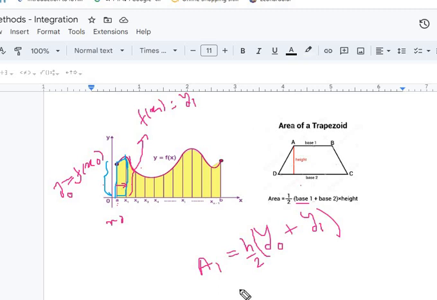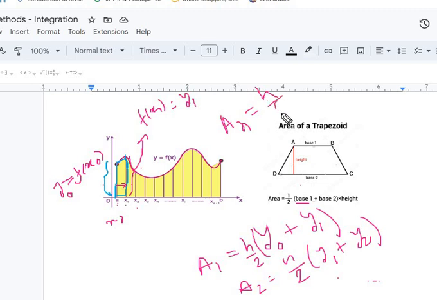So what will be A2? In case of A2, you need to consider two points, x1 and x2. So how can we write it? This is h divided by 2 times y1 plus y2. We can go for all of this up to yn. An is equal to h by 2 times yn minus 1 plus yn.